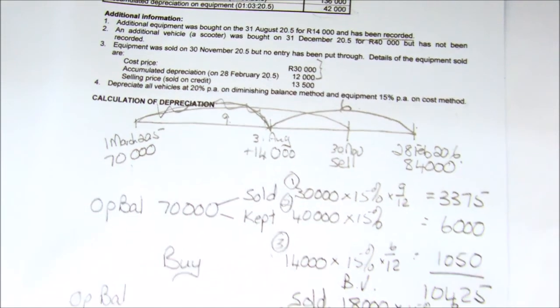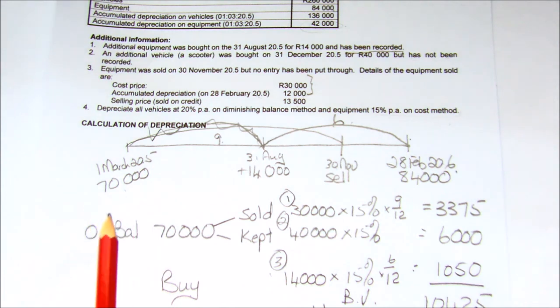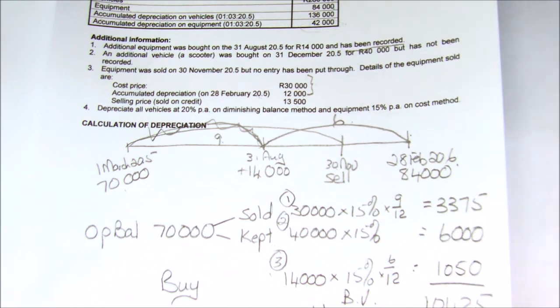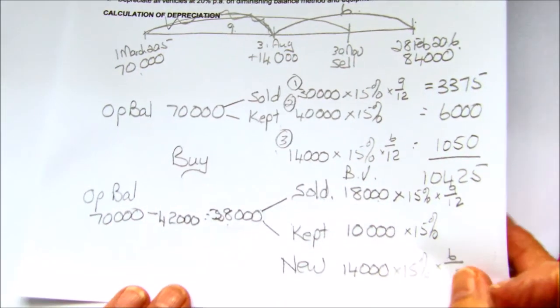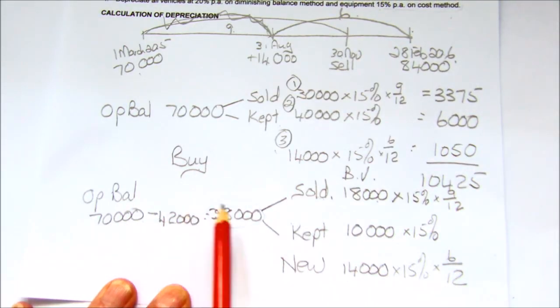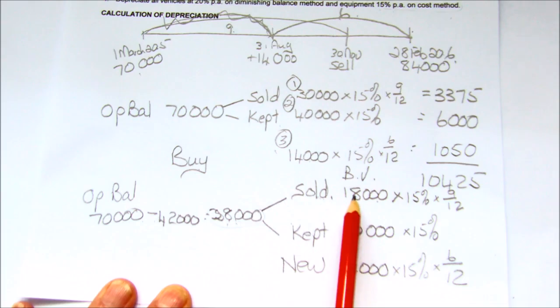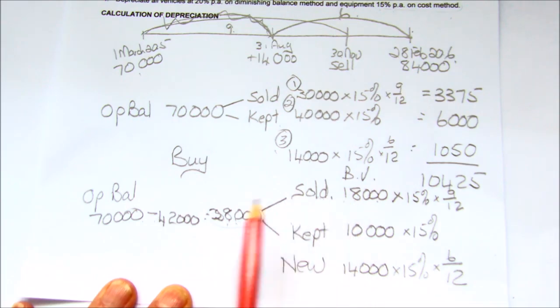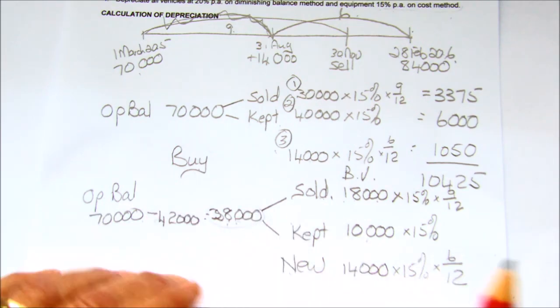So the important thing is, if it's on cost, then you're working with the cost figures. What was the cost of what I sold? What was the cost of what I kept? And what was the cost of what I bought? If it's on diminishing balance, then you need to get the diminished balance, the book value of the equipment at the beginning of the year. Then how much of that is on the asset you sold? How much of that is what you're keeping? And then the new. It's this extra step that you've got to remember.